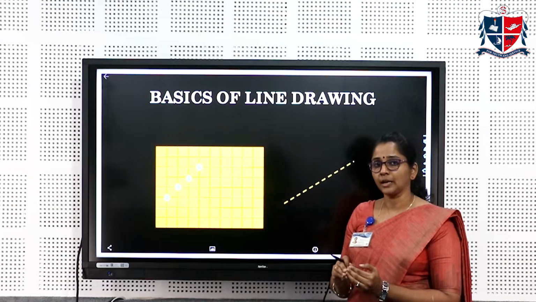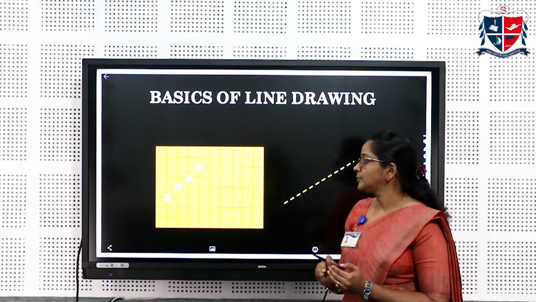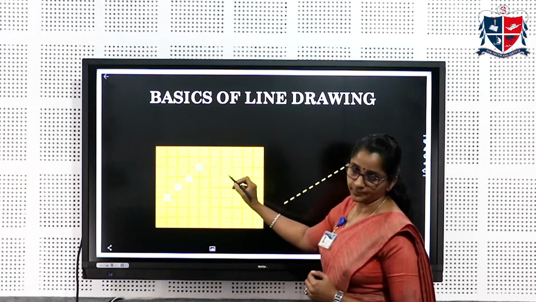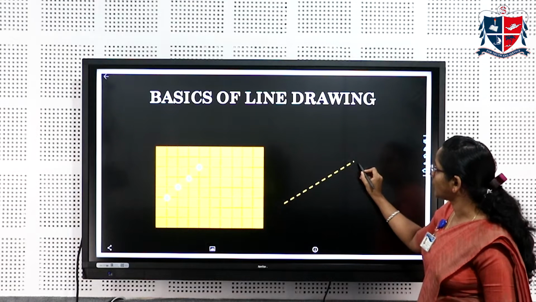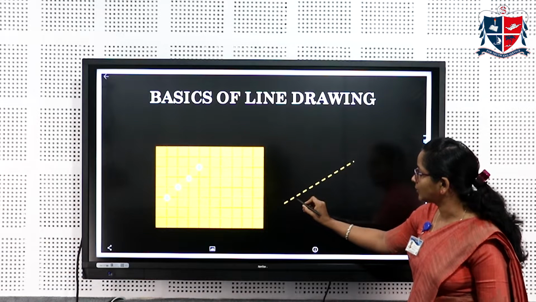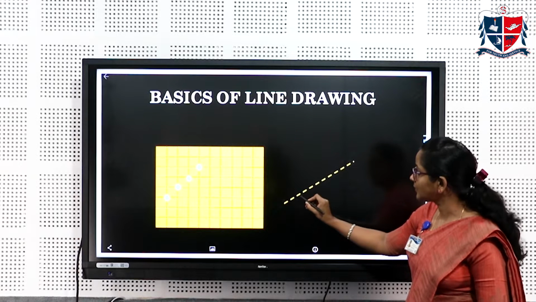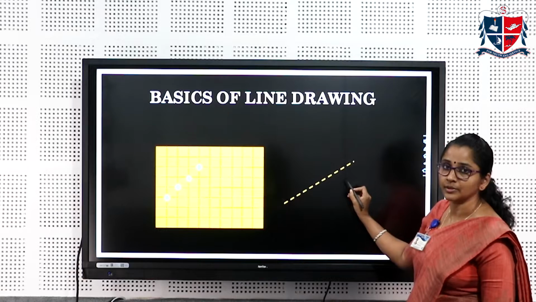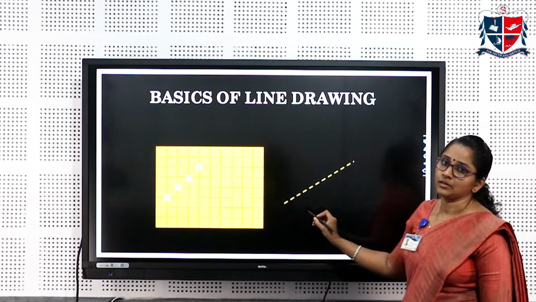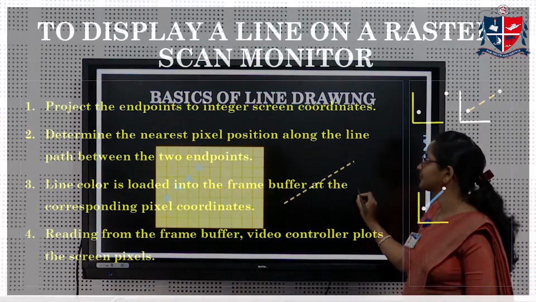With the help of this line drawing algorithm, we can plot a line on the computer screen. That is what I have shown here. This is a starting point and this is the end point, and here I have applied the line drawing algorithm at every pixel position. With the help of that algorithm, I have drawn a line on the computer screen.